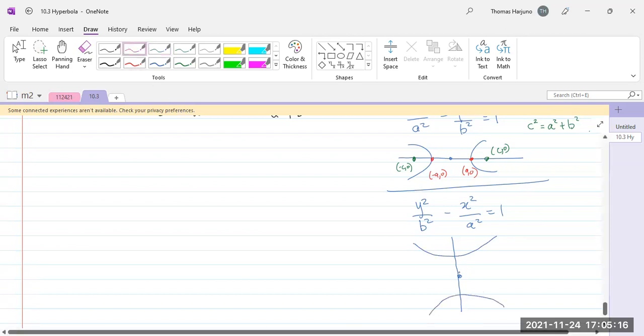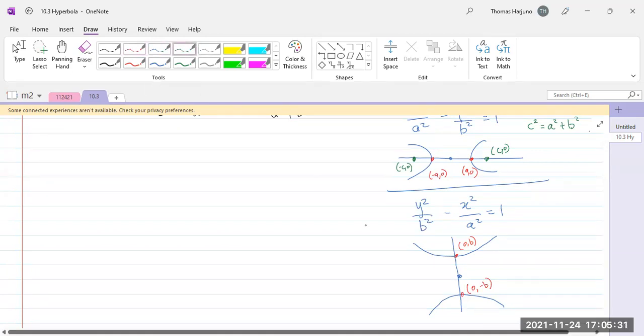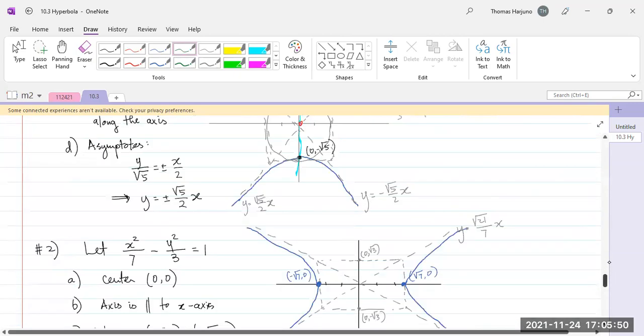The vertices are (0, b) and (0, negative b), right? And the foci will be (0, c) and (0, negative c). Same thing, c squared equals a squared plus b squared. Now, actually, let's look back to our examples above.